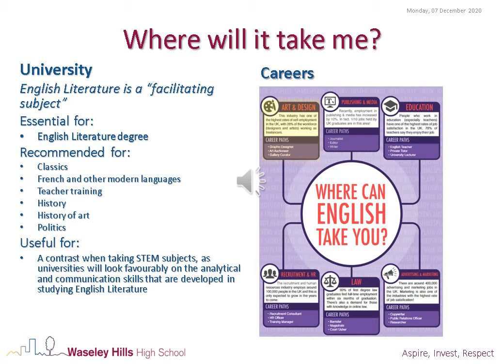So having heard all that, you still are thinking English literature is for me. But you're wondering where it will take you. What is the point of doing it? Well, as far as university is concerned, it's absolutely essential for a study of English literature. The university also recommend it as a subject that would go with other subjects such as history, history of art, politics, law. And within that, that's known as a facilitating subject. So it's perfect to go with other subjects as part of your A-level bank that you would use to get your offers from the universities.